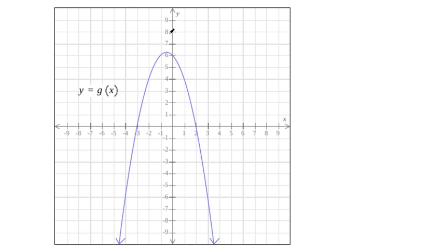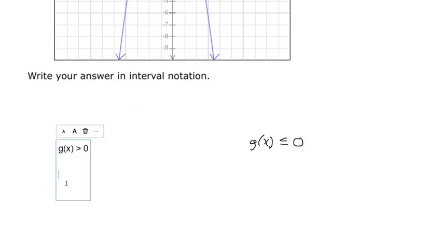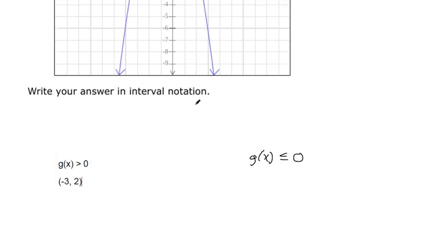1, 2, 3, 4, 5, 6, 7, 8, 9. These are the y values that are greater than 0. So we want to identify this part of the graph. We need to specify the x coordinates. And if you look, it starts becoming greater than 0 at -3, and it ends at 2. So we'd say, (-3, 2). That's our interval notation for where the graph is greater than 0.